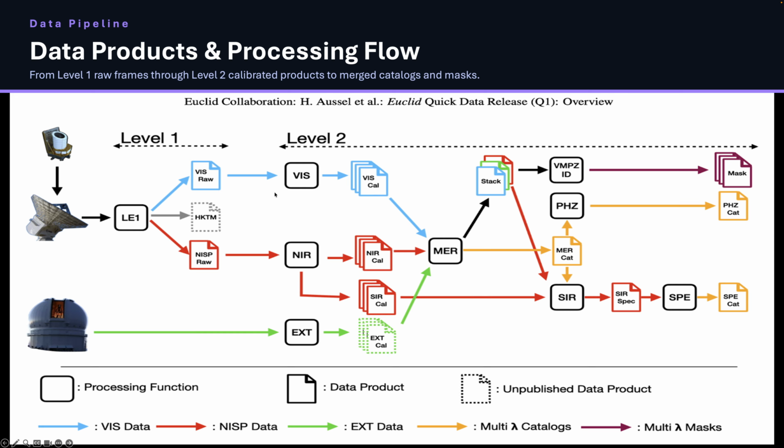Also, it's good to mention that all of these teams, so there is an organizational unit, OU-VIS, OU-NIR, OU-SIR, OU-MER, etc. They have published their own Q1 papers, so you can just search for example, OU-VIS Q1 and get all the details about each of these processings separately.